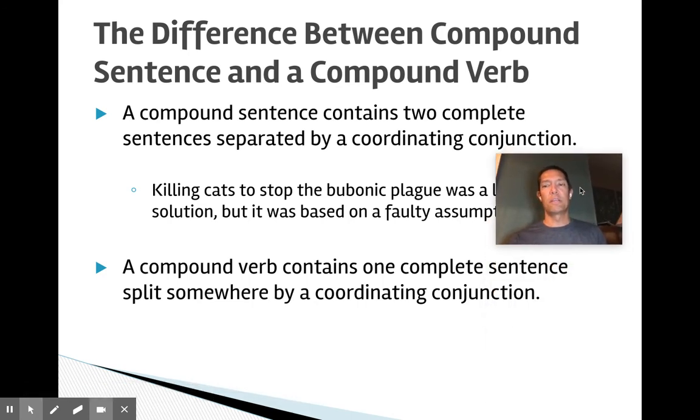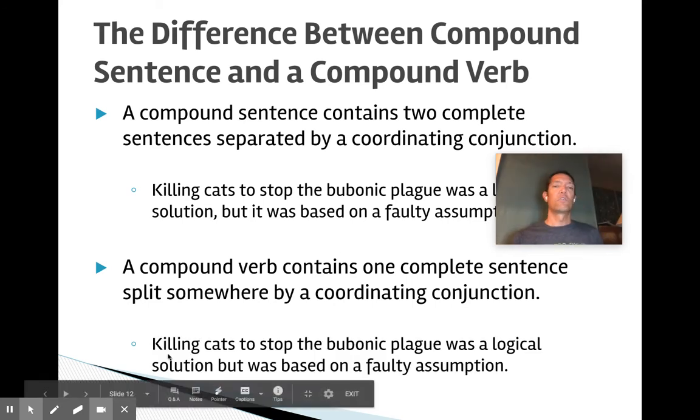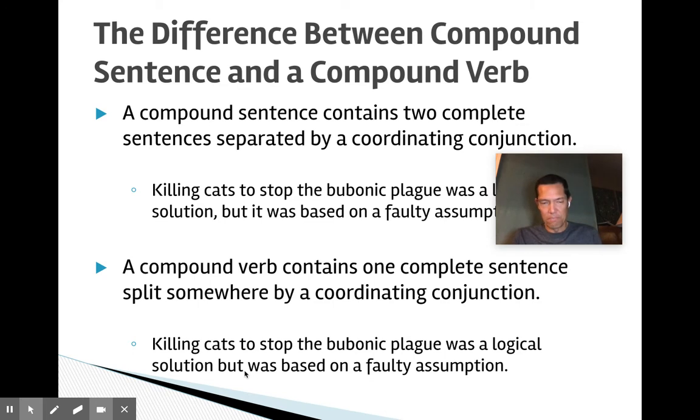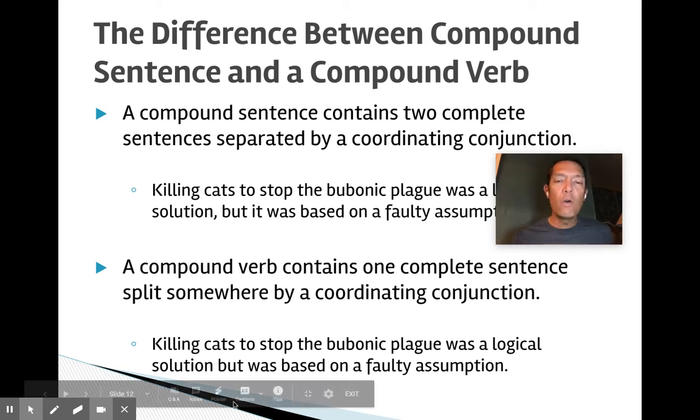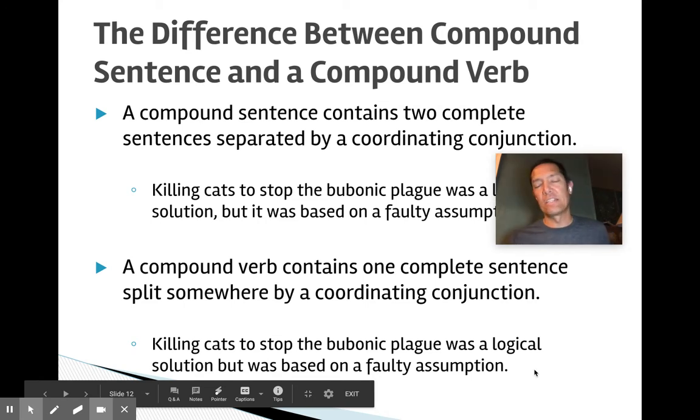So killing cats to stop the bubonic plague was a logical solution. Again, that's a complete sentence. But if you look at the part that comes after the coordinating conjunction, it says was based on a faulty assumption. That's not a complete sentence, right? We have the verb was based, but what was based on a faulty assumption? Well, killing cats was based on a faulty assumption.